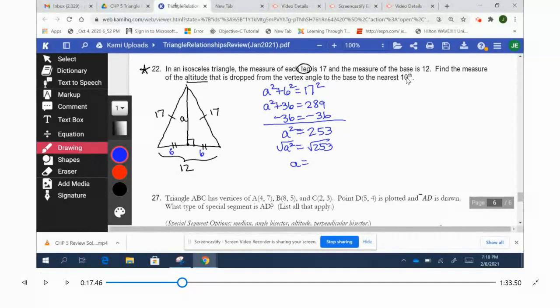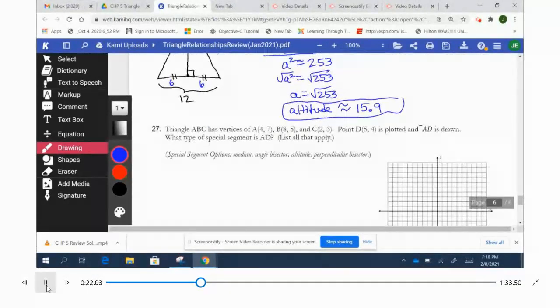Okay, it does say to round. Nearest tenth means round. So when we take the square root of 253, we get just under 16.